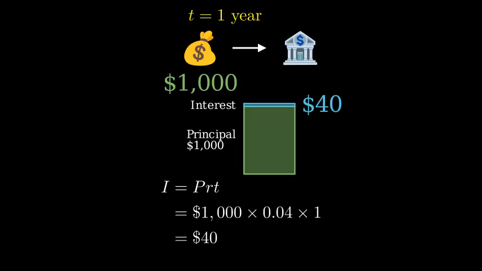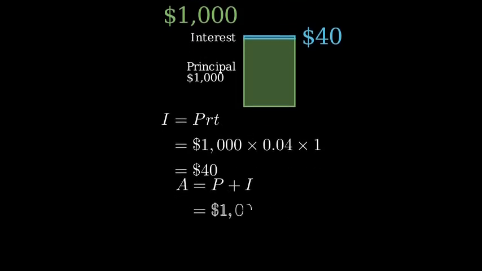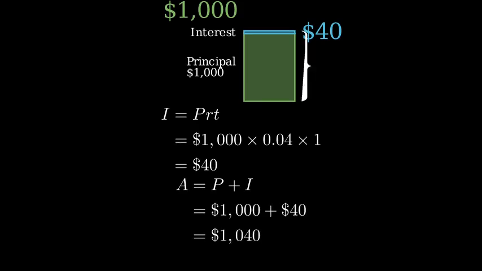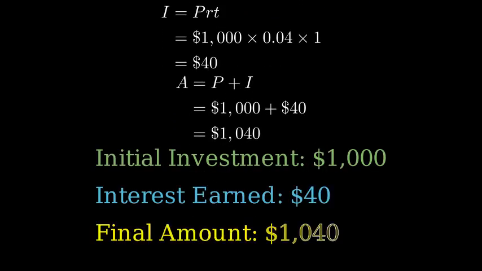To find the total amount you'll have after 1 year, we add the principal and interest together. $1,000 plus $40 gives us a final amount of $1,040. That's your original investment plus your earnings. So after 1 year, your certificate of deposit will earn you $40 in interest, growing your initial $1,000 investment to $1,040.